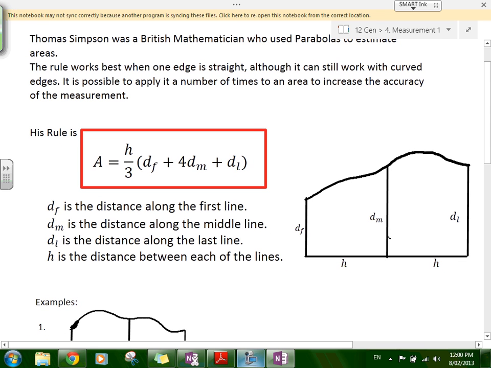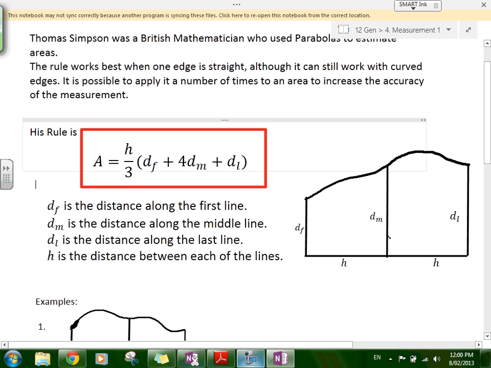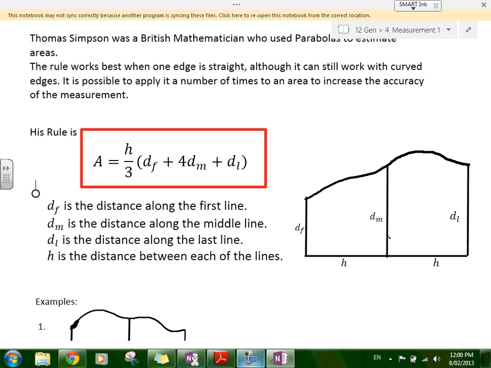So what it is: A is the area. First thing is h. h is the distance between each of the lines that we're measuring. From the straight edge, you see here, these d's are measuring from this edge to the other side. And h is the distance between each of those measurements. h is this distance from the first measurement to the second, from the second to the third.